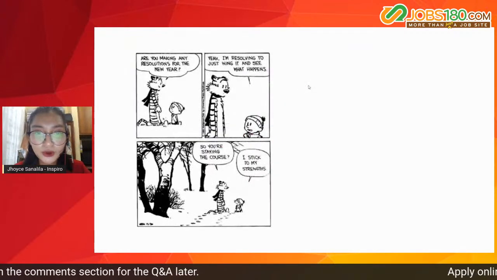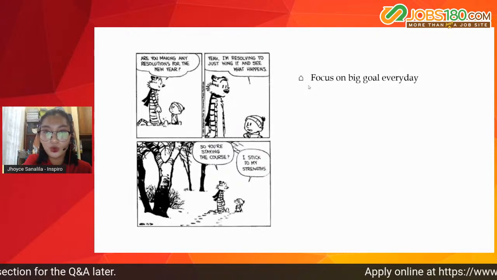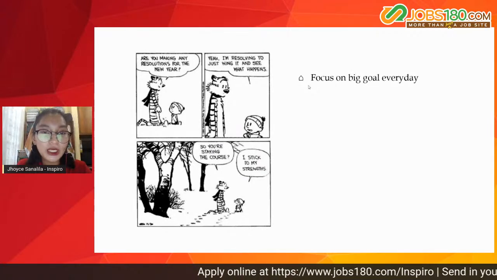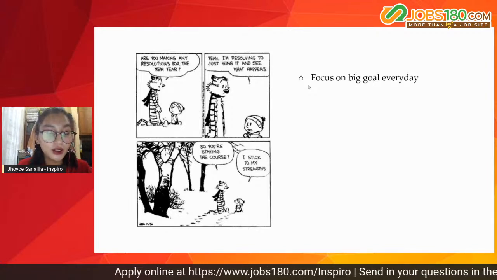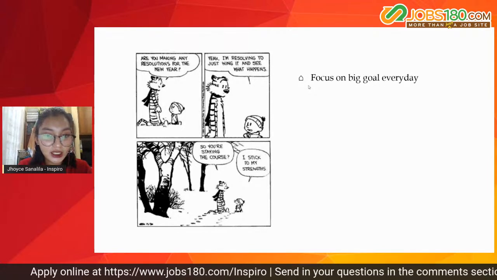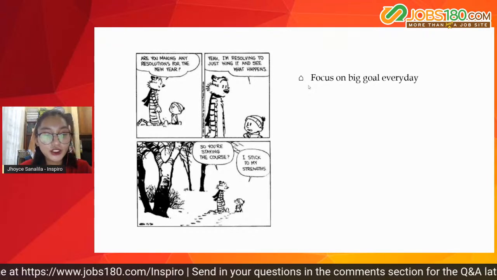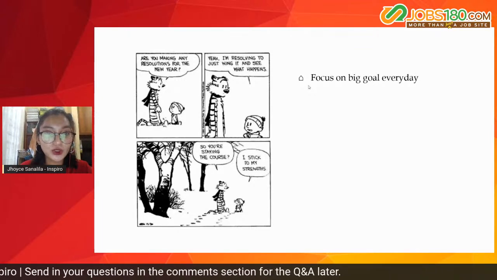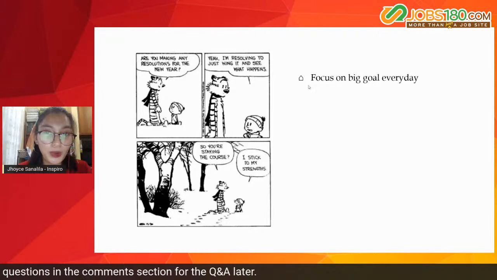One is focus on one big goal every day. It can quickly get overwhelming when you take on a long list of tasks in your day. You run out of energy and completely lose motivation. So it's important to recognize when you're trying to get too much done.